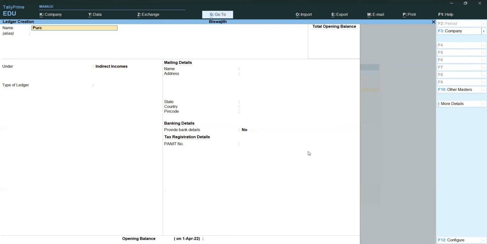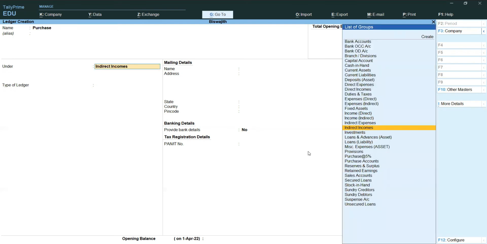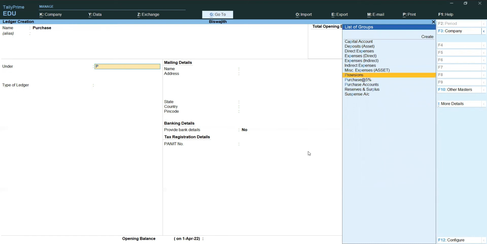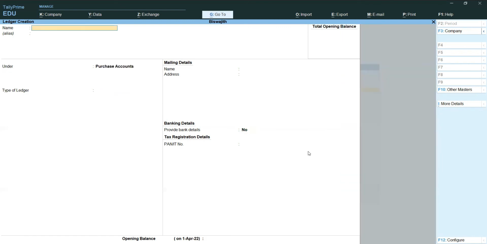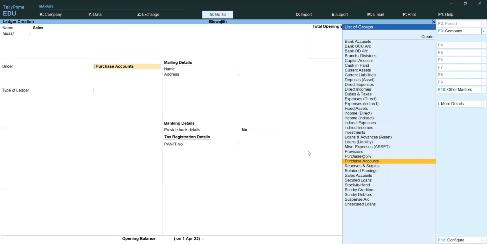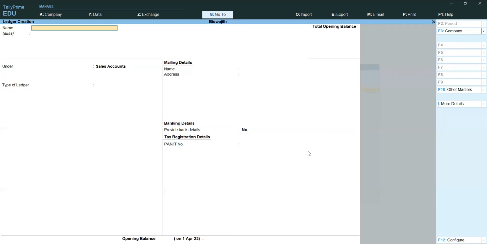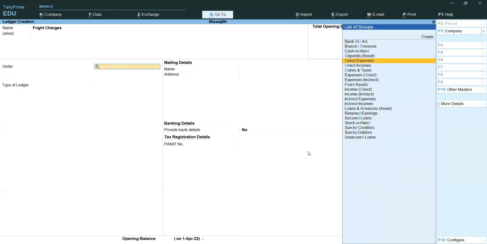Purchase, I have a purchase ledger. Purchase goods from Tata Motors. Purchase comes under purchase account. Under group, we want to select correctly. For example, I have purchase returns. Purchase returns also come under purchase account. Next, sales. Sales account comes under sales account. Next, sales returns also come under sales account. Freight charges also come under direct expenses.